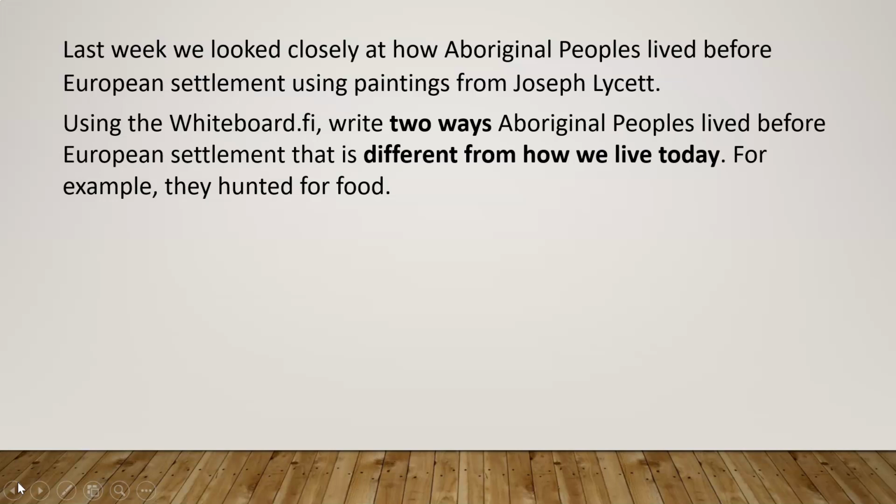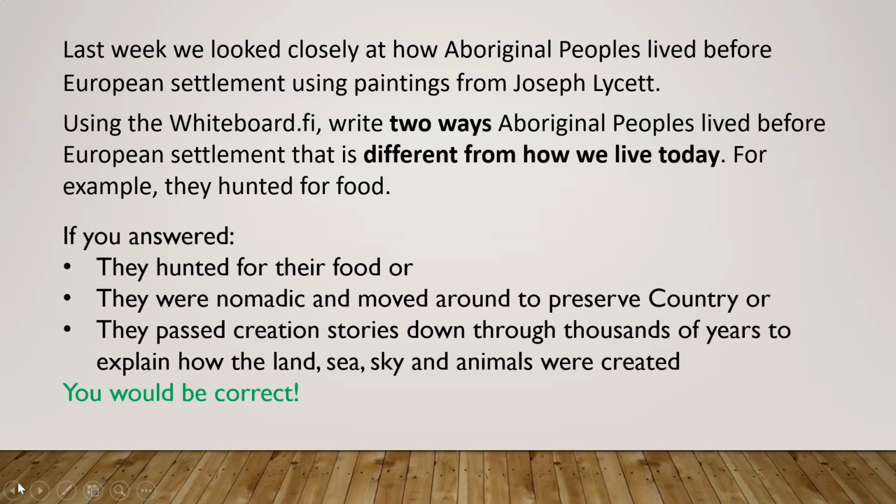We buy our food. So I need 2 examples of how Aboriginal peoples lived before European settlement that is different from how we live today. I'll give you a couple of seconds. Okay, if you answered they hunted for their food, or they were nomadic and moved around to preserve country, or they passed creation stories down through thousands of years to explain how the land, sea, sky, and animals were created, you would be correct. There's many, many more that you could have come up with as well.